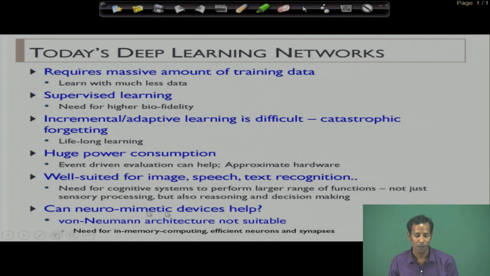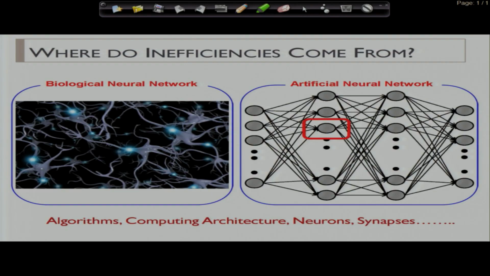Can a neuromimetic device help? People are trying to develop a new device. At the device level, circuit level, system level and algorithmic level, everywhere you have challenges. You need to solve those problems so that you can get better results in terms of good learning in the deep neural network.